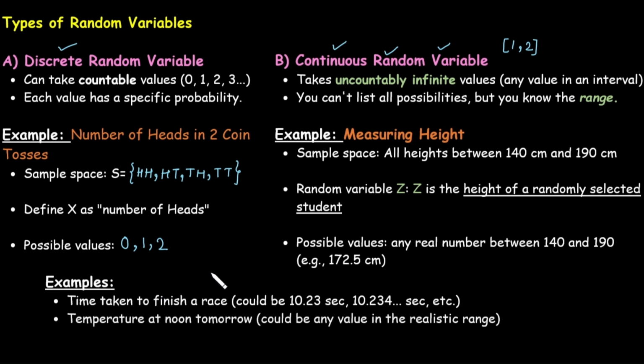Taking one more example, let's suppose x is the temperature at noon tomorrow. क्या ये fixed value आएगी या एक range में आएगी? That is in a range, because अगर मैं कहूँ आज 32 degree temperature है, कल भी 32 होगा या 31 होगा, we don't know, it could be 32.35 Celsius. So again it is in a range. So this is also an example of a continuous random variable.